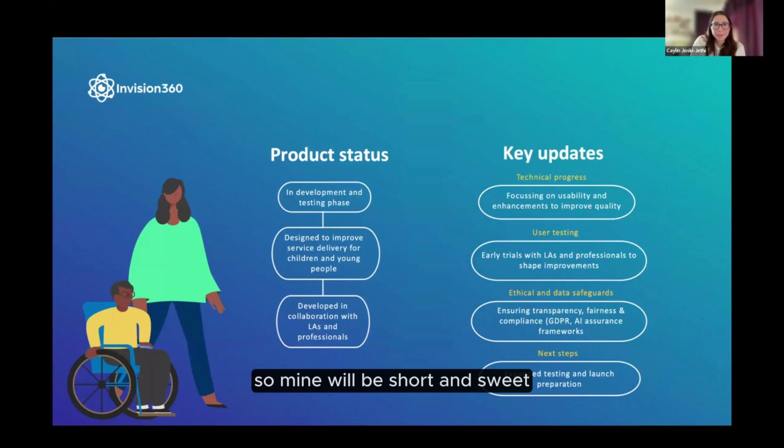So mine will be short and sweet because Alice already talked through a lot of the detail of the actual product itself. But as you can see, we are bringing people in and bringing different communities in really early on in this process. We know it's in development. We know there's a lot more work to be done, but we're really excited by the potential that this has to improve service delivery for children and young people with SEND.